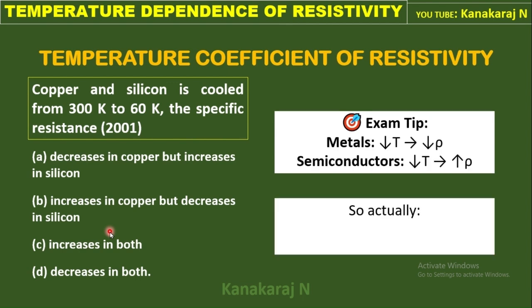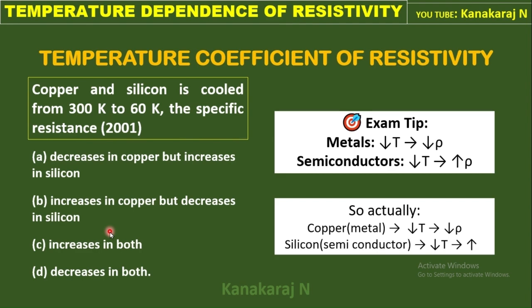Exam tip. For metals, decrease in temperature gives decrease in resistivity. For semiconductors, decrease in temperature gives increase in resistivity. So actually, copper is a metal, therefore decrease in temperature decreases the resistivity.